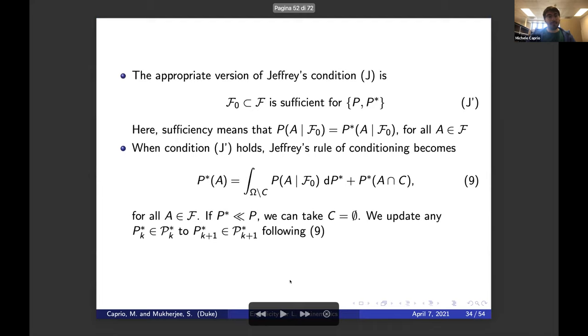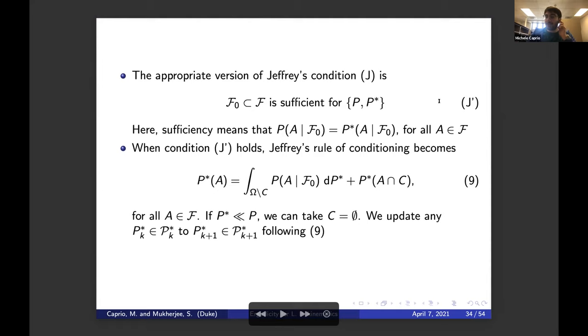And then the appropriate version of Jeffrey's condition is the following. So F0 is sufficient for P and P star. And this basically means that the conditional prior of any A given sub sigma algebra F0 is equal to the conditional posterior of any A given F0. And when this condition holds, Jeffrey's rule of conditioning becomes the following.